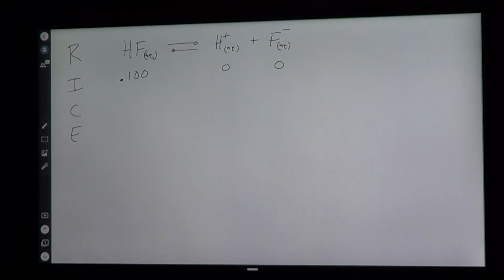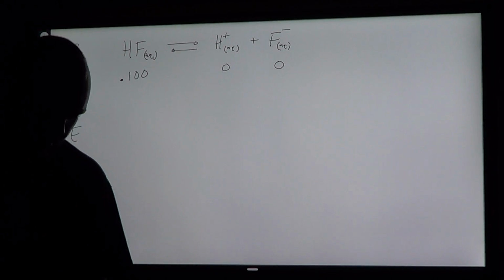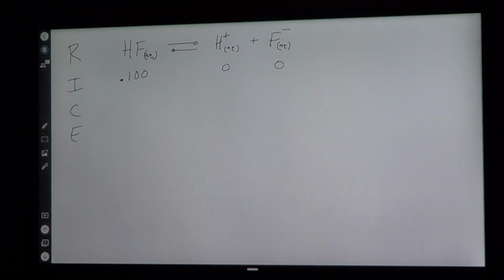Okay, now for the next part. Some teachers will call this a rice box, but I'm going to show you how to calculate the Ka for an acid if you're given the pH, which is the next batch of problems in the book.